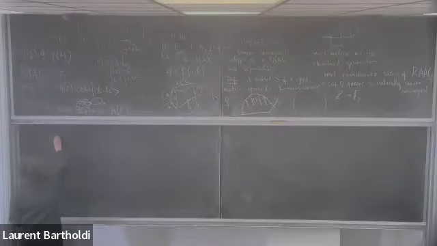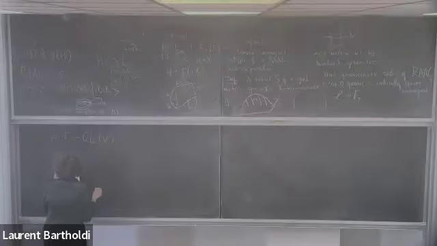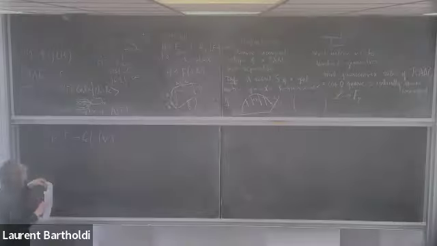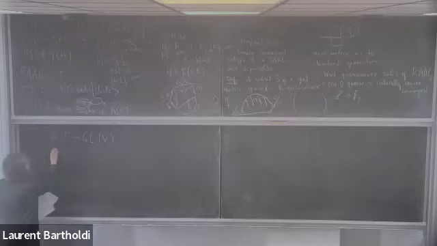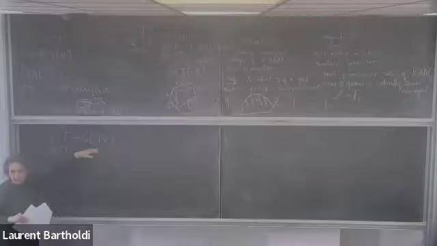Suppose you have a homomorphism of a finitely generated group gamma into the general linear group. Then we have a subspace topology on gamma induced by the Zariski topology of GL.